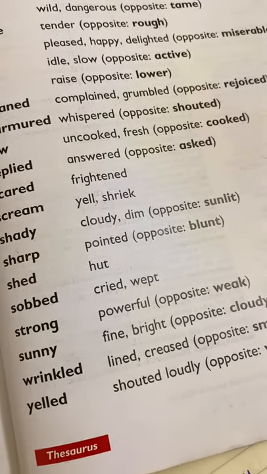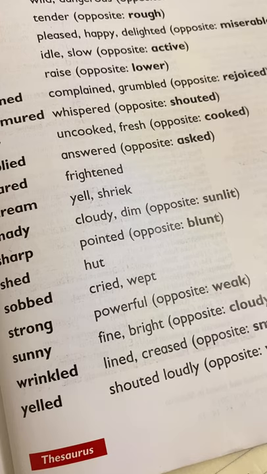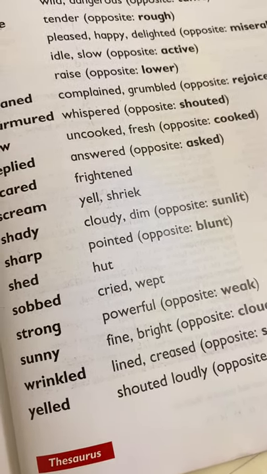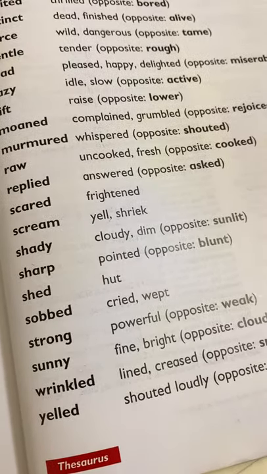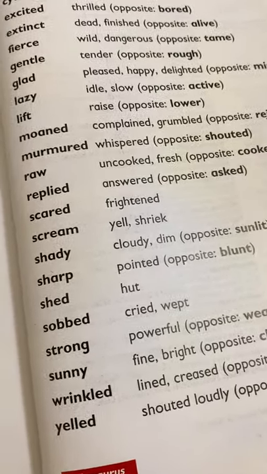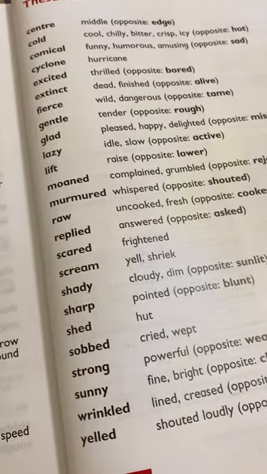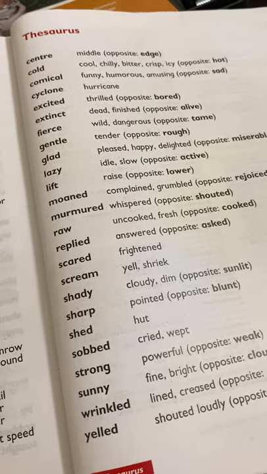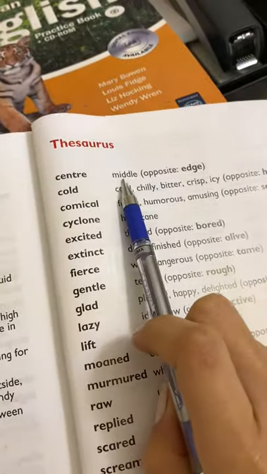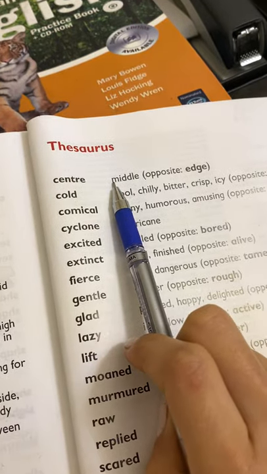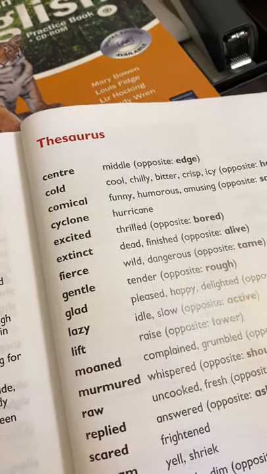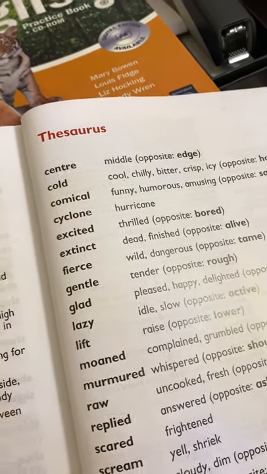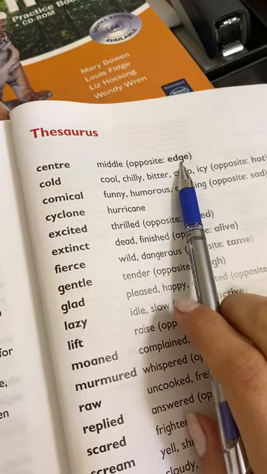Okay, another word. What is the synonym and the antonym of the word center? What is the synonym of center? The synonym of center is middle. And what is the antonym of center? The antonym of center is edge.